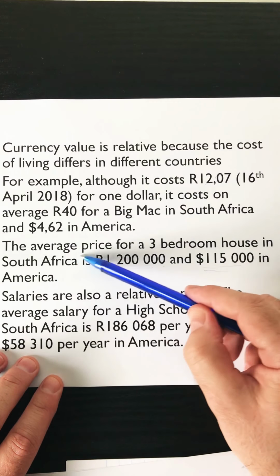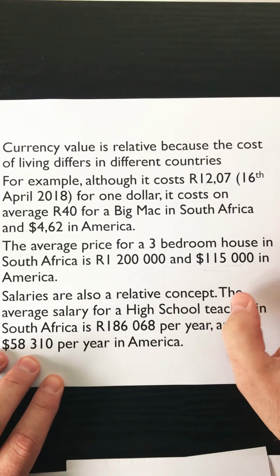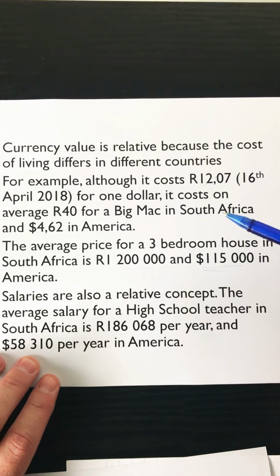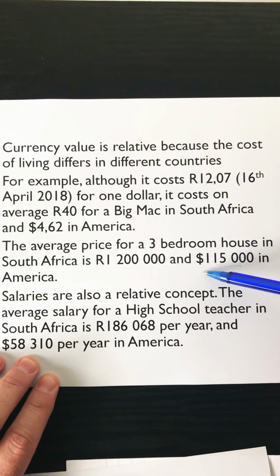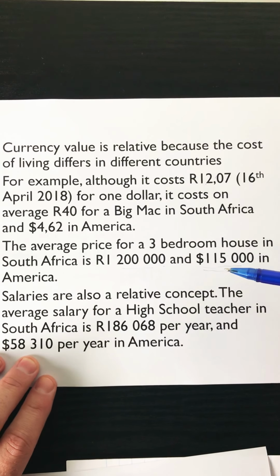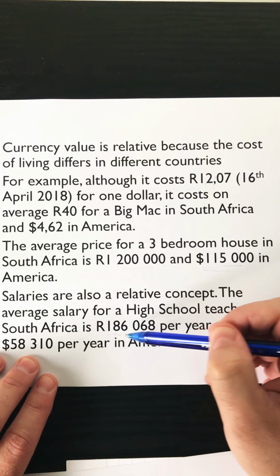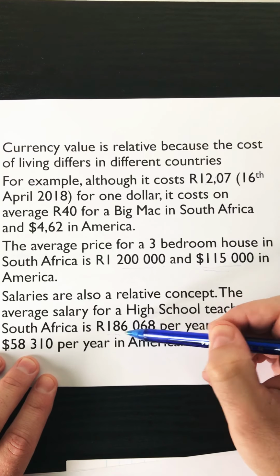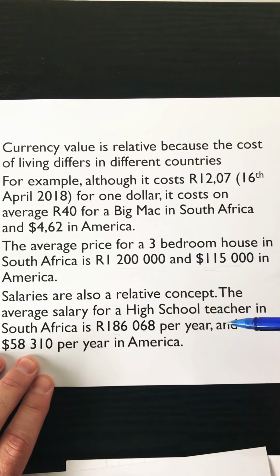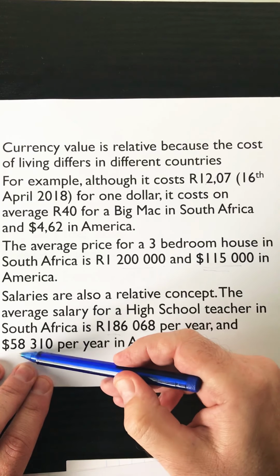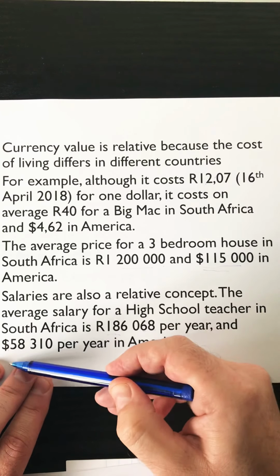Another example: the average price for a 3-bedroom house in South Africa is 1.2 million Rand, whereas it's $115,000 in America, making it relatively more expensive to live in America if you were to multiply that with the exchange rate. Same goes for salaries and income. The average salary for a high school teacher is 186,068 Rand per year, but in America it's $58,310 per year.